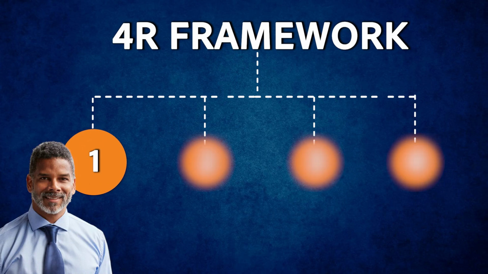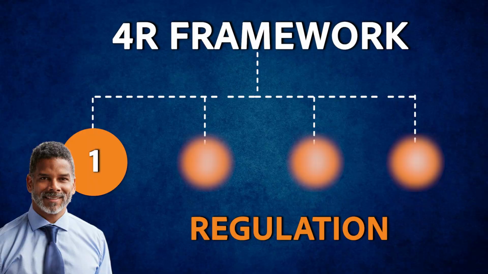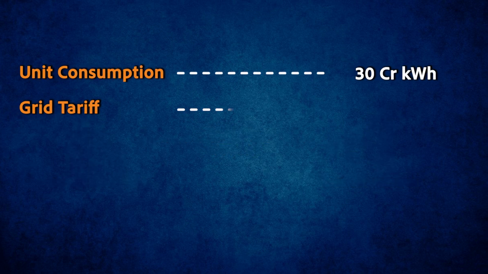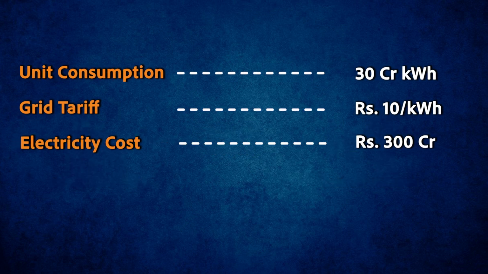So the first R in this 4R framework stands for regulation. Before I tell you what regulation means, just understand, right now this chemical company is buying power from the distribution company, 30 crore units at the rate of 10 rupees per unit, costing them 300 crore outlay. So regulation here means regulation with respect to the renewable energy solution. What does the policy talk about in the state? What does the regulation talk about specific to these four things?